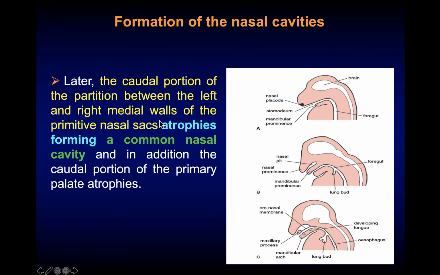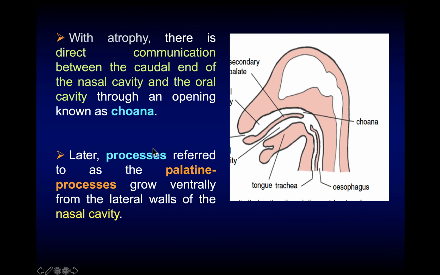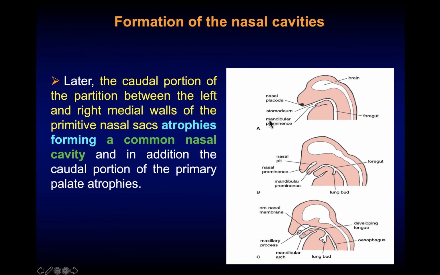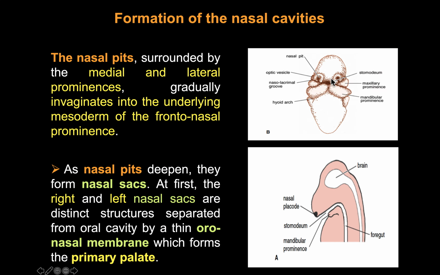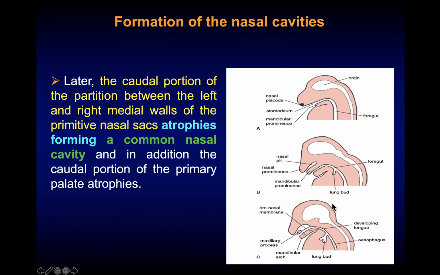Later at these stages, the caudal portion, which is the partition between the right and left medial wall of the primitive nasal sac, will atrophy, and this will result in the formation of the common nasal cavity. Okay, so if we go here, you see at this area here, just go back here. At the beginning, we have two separate areas for the right and the left nasal cavity. So the caudal portion will atrophy, and this results in the formation of the common nasal cavity.